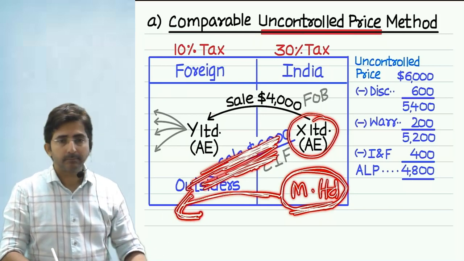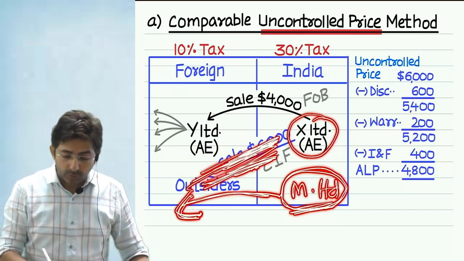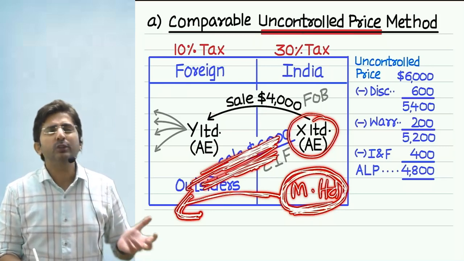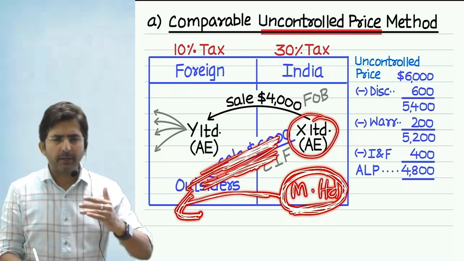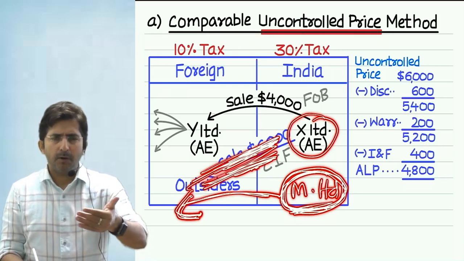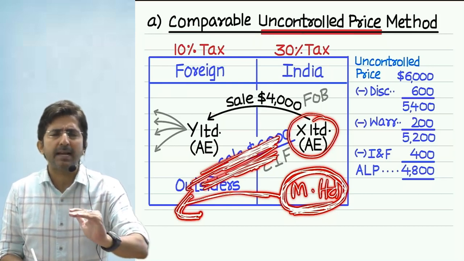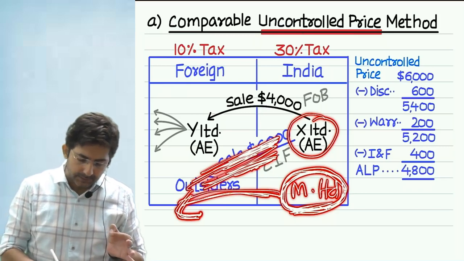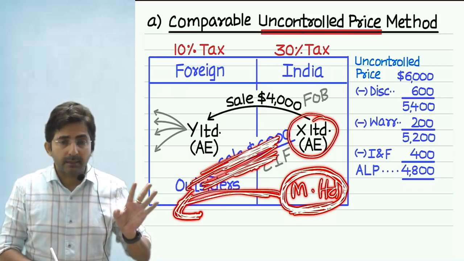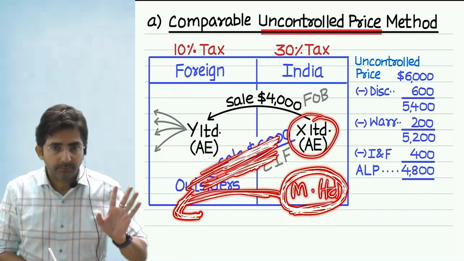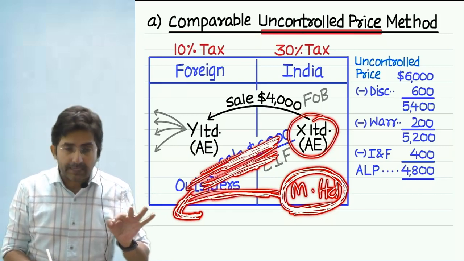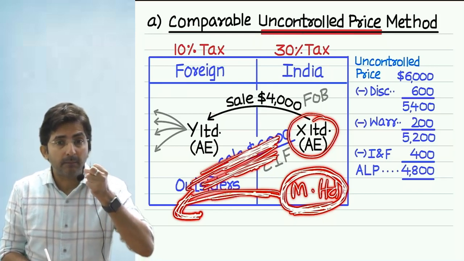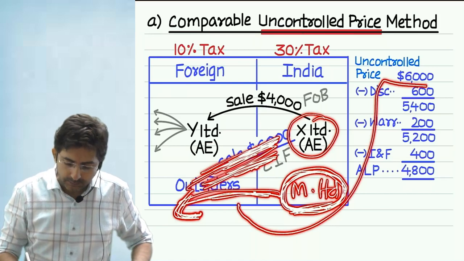See this. We'll check what price M Limited charges. Who is M Limited? A competitor of X Limited. Competitor means a person who is doing the same line of business as X Limited. So we will check at what price M Limited sells to its customers, and the customers who are not related to X. So this price can become the benchmark, and with this your answer will start.